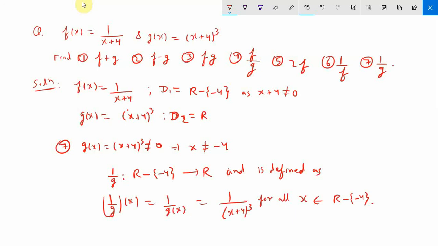Okay friends, so we have seen how to perform addition, multiplication, subtraction, and division of two real functions. Next we will see one more problem.